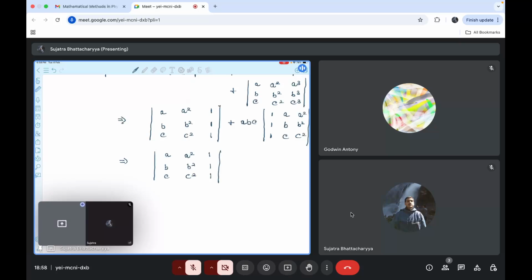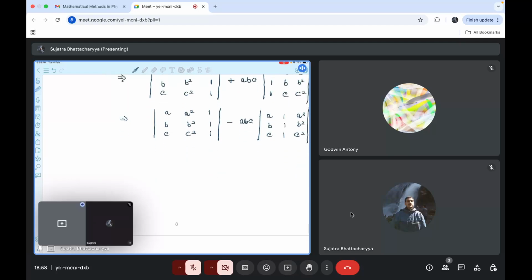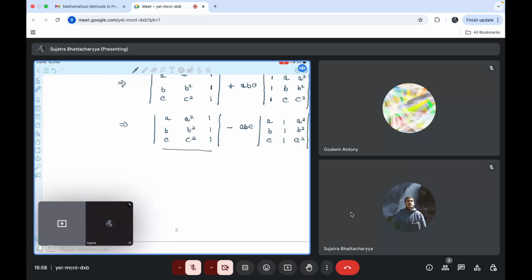Fine. Now here, what I will do is that I will exchange. So this I will put it here, and okay, so there will be a minus sign because I am exchanging one column. So it will be A, B, C, 1, 1, 1, A square, B square, C square. So you will be understanding that what I am trying to do, I am just trying to replicate this determinant here. So for that, I am exchanging the rows.